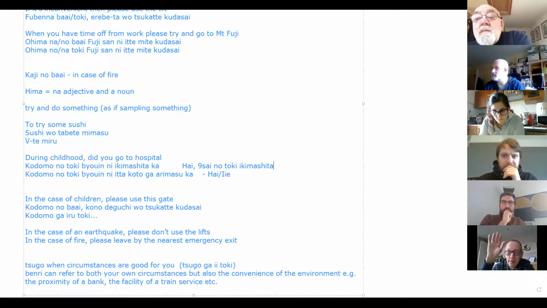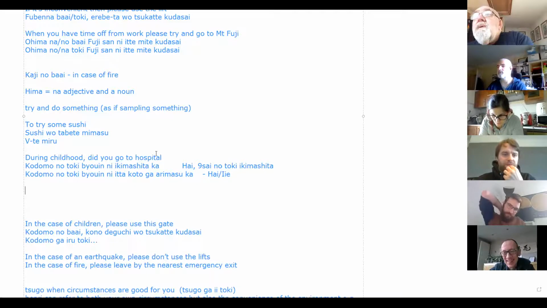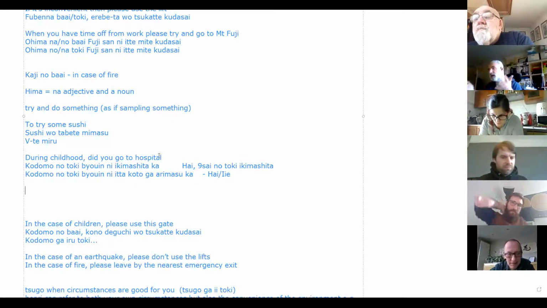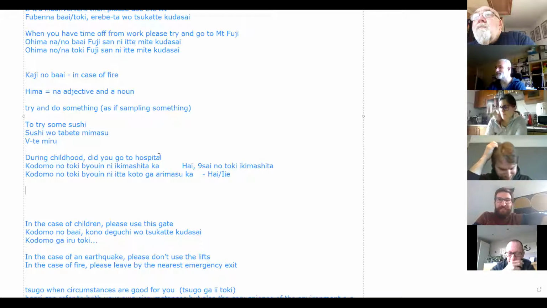Does that make sense, everybody? Luke, go ahead. Is there a difference between going to the hospital to visit someone or to be admitted? Yes, there's a different verb, actually. Because in both cases, you are going to the hospital. Byōin ni ikimashita doesn't contain any more information other than going to hospital, whether you're visiting or whether you're being, well, I was going to say interred. Admitted, not interred. That's kind of the last place after hospital.